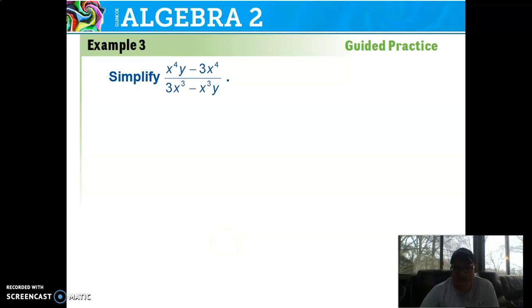Once you're ready, see if you can try this one. Special hint: factor out the x to the fourth on the top, factor out an x to the third on the bottom, and see if you can come up with an answer for this one. Pause it if you need to. And here is the solution. Very similar to the last problem.